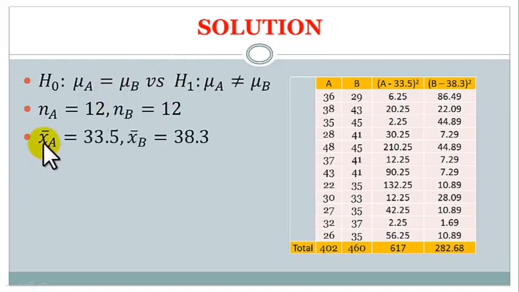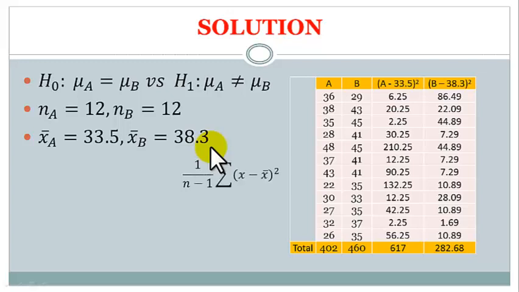We calculate the sample mean X bar A, that is 402 divided by 12. That will give us 33.5. The sample mean X bar B is 460 divided by 12, and that will give us 38.3.